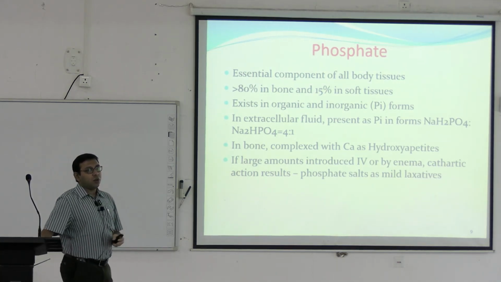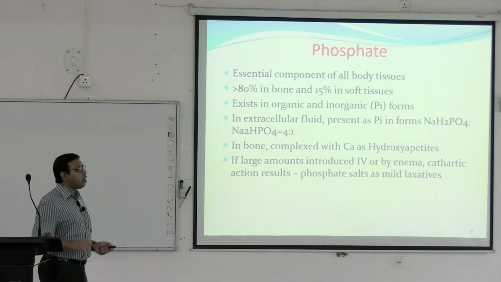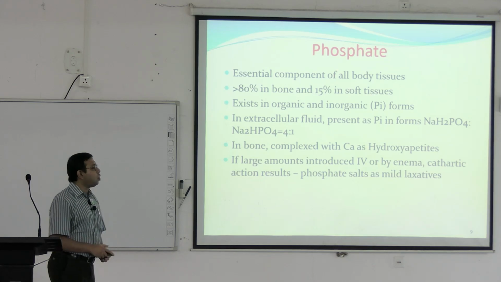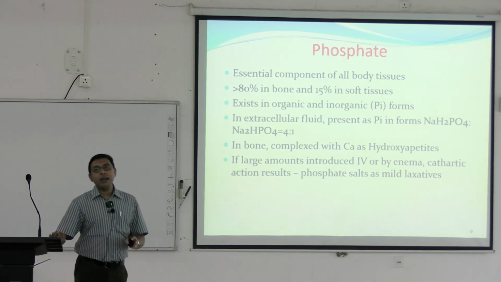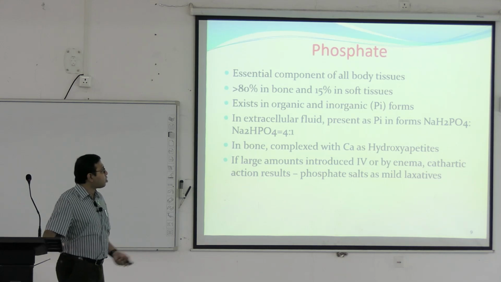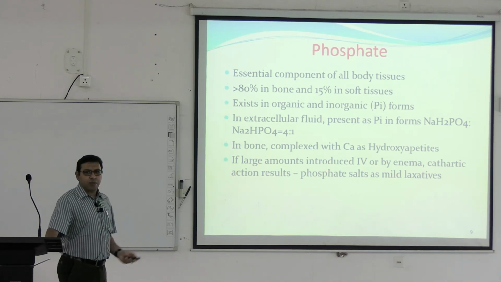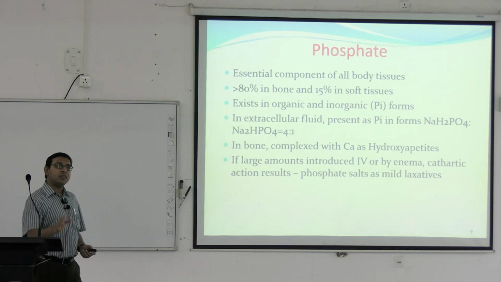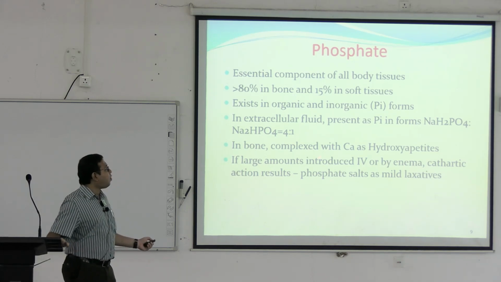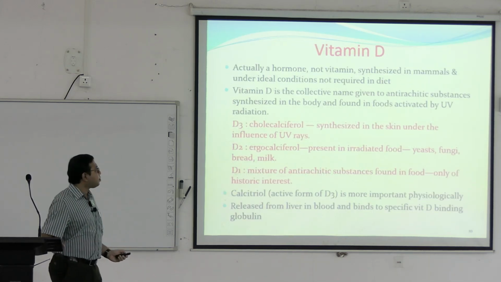Phosphate is related to the calcium. It is essential component of the all body tissues, greater than 80% present in the bones and 15% soft tissue. It exists as an organic and inorganic form. Extracellular fluid, it is present as NaH2PO4. In bone, it is complexed with calcium as hydroxyapatite, and large amount can be given by enema or IV, and it can also be used as mild laxative. Details is not required, just remember calcium as well as phosphate is required for the formation of this hydroxyapatite, which is the building block of the different types of the bones.